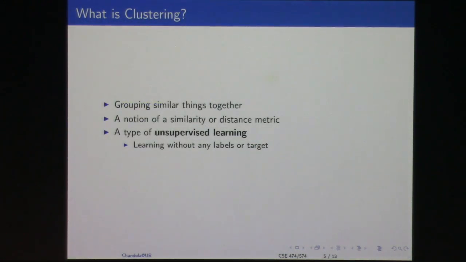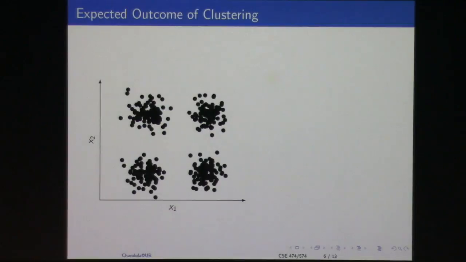So essentially you're trying to group similar things together, which means that there is a notion of similarity or a distance there. Somehow you should be able to compare objects. So that's how you'll put it together. So for example, let's say this is your data. Your data is in 2 dimensions. So there are 2 features that define your data. And let's say this is how the data is.